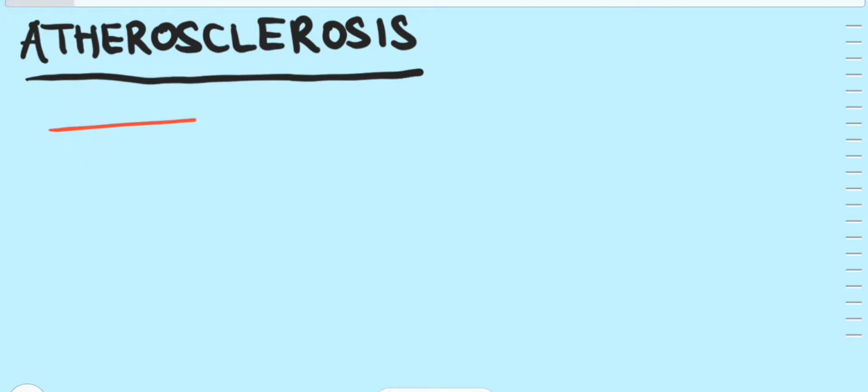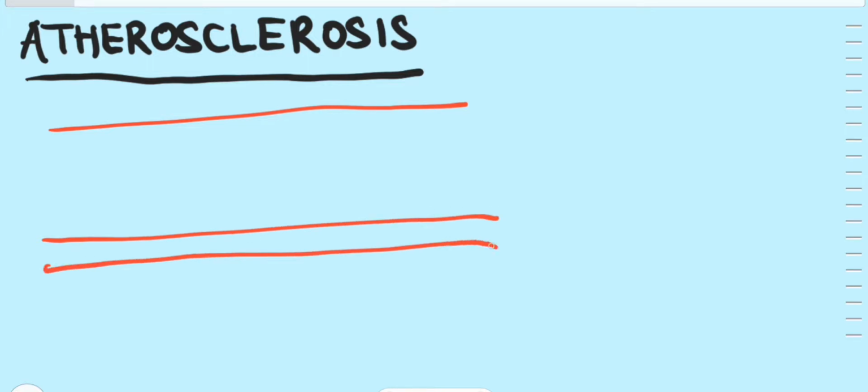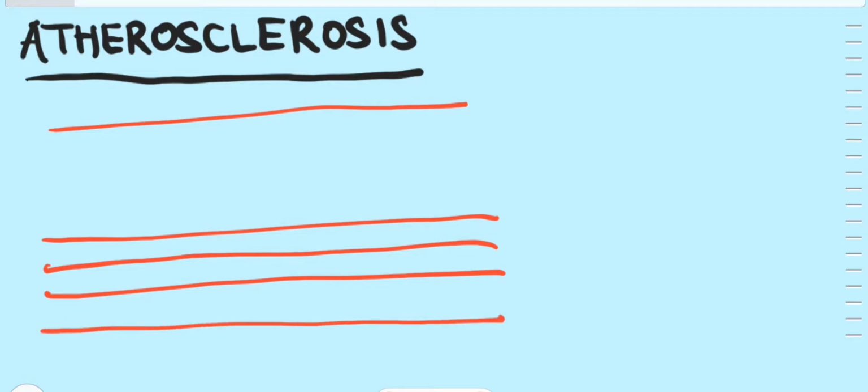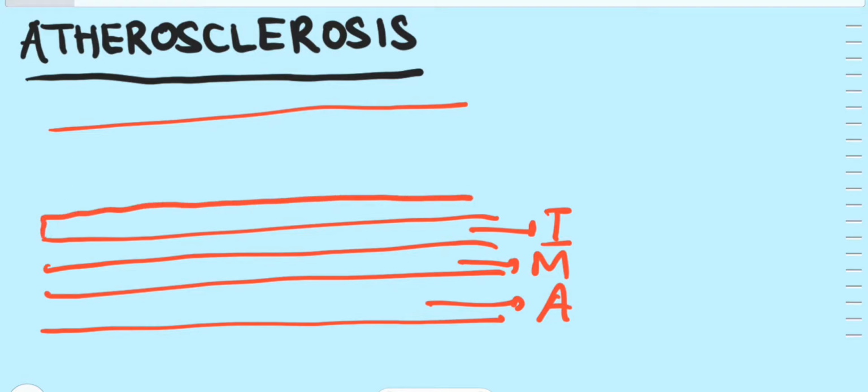So you have your blood vessels, and as you know, the walls of your blood vessels have three layers. So we get the tunica intima, the tunica media, and the tunica adventitia on the outside. Your tunica intima is lined with endothelial cells, towards the lumen of the vessel. Let's just say those are the cells.